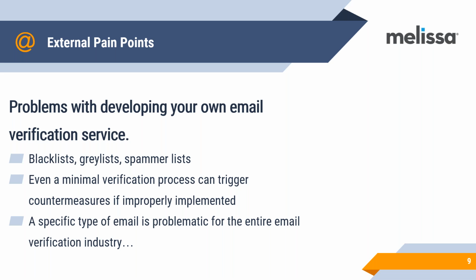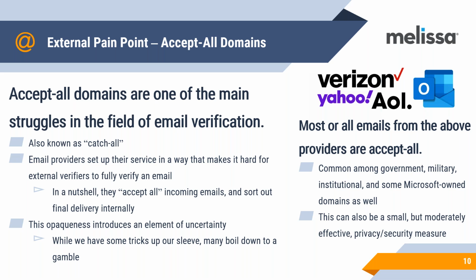And finally, there is a specific and unfortunately quite common type of email that is problematic within the entire field of email verification. And that type of email is called accept all, also known as catch-all. This is unfortunately a variable that is completely out of control of any third-party email verifier. Email providers, such as the ones whose logos are shown to the right, set up their service in a way that makes it hard for external verifiers to fully discern the validity of an email.